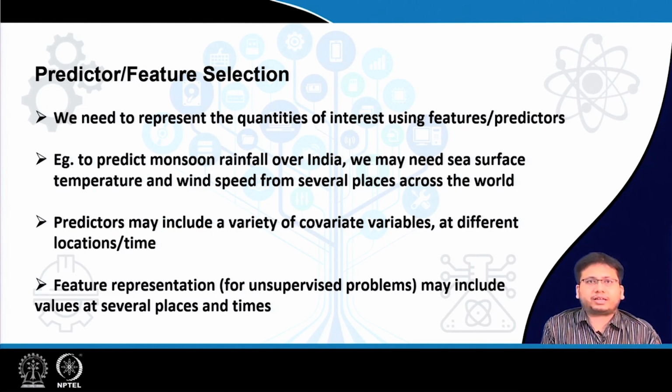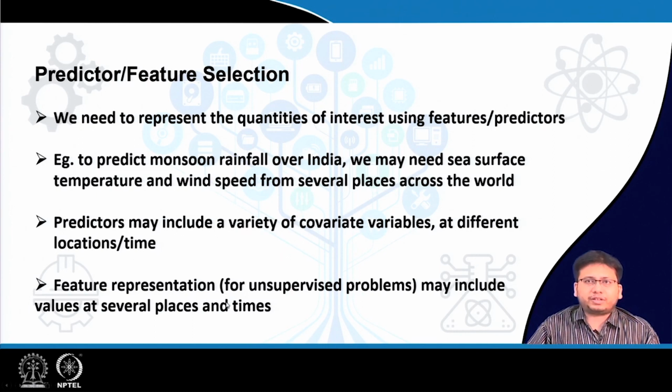Then, in the case of unsupervised problems, we have this feature representation. For example, say the task is to do clustering of these spatial patterns or temporal patterns. In that case, typically the input we need may include the values of different variables at several places and times. So, which places, which times, or which variables, these are all questions we need to answer to get a proper representation of the data.